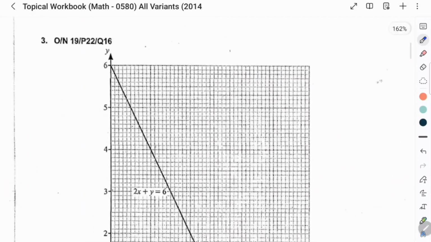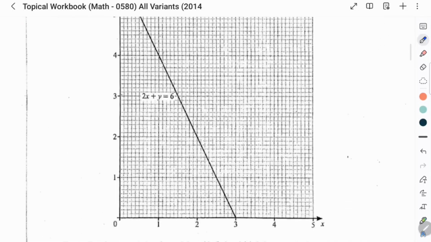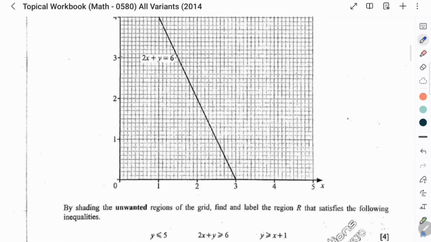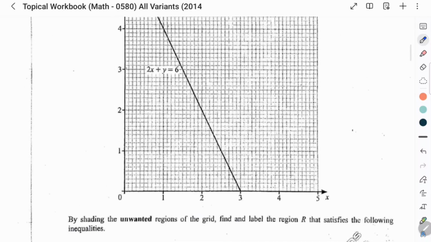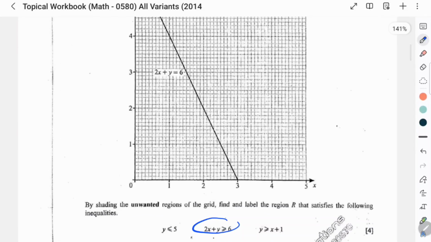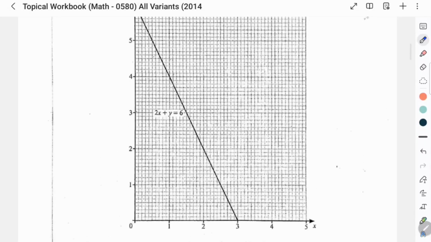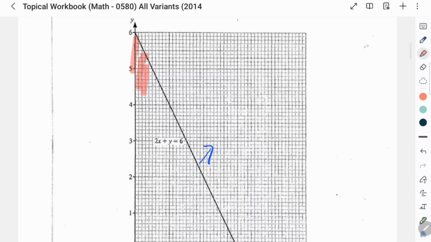In the next question, October-November 2019, paper 2, question 16. By shading the unwanted region of the grid, find and label the region R that satisfies the following inequalities. You can see they have already made this line. They're asking us to draw the other 2 lines and shade according to the inequality given, but don't shade the region, shade the unwanted region. So first of all, the first line is 2x plus y is greater than equals to 6. It means the region is above, so you will shade below the line.